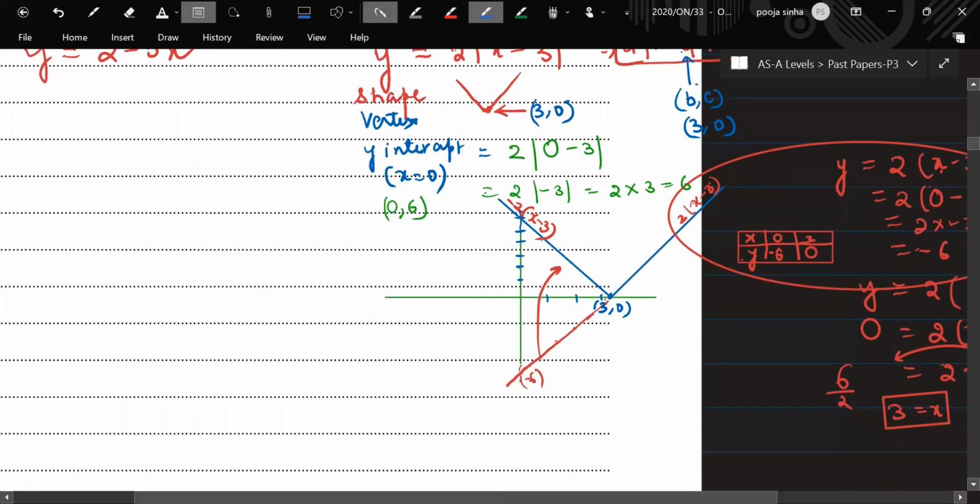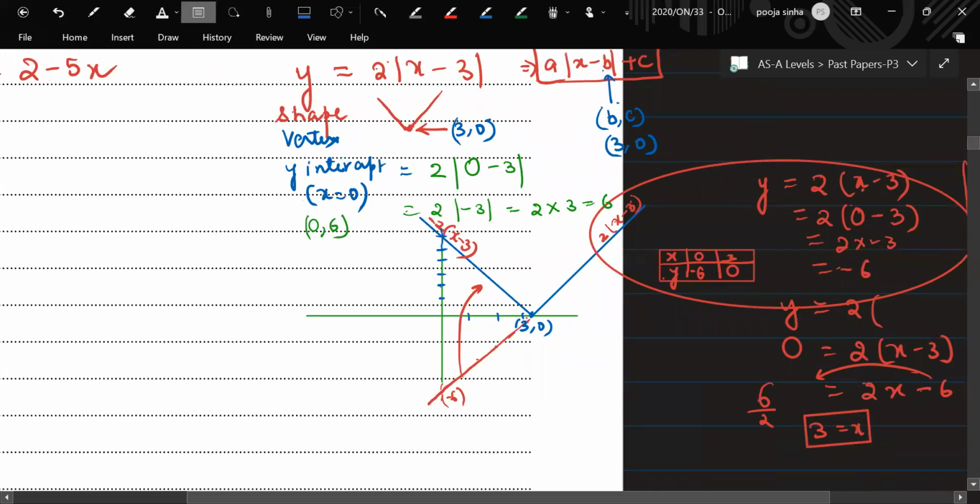So we got this. What we are going to do is, you have the vertex, you know the shape, and you know the y-intercept. You connect these two, and you get this, and you create an exact replica on this side. That's your method 1 of sketching, just for the mod part.